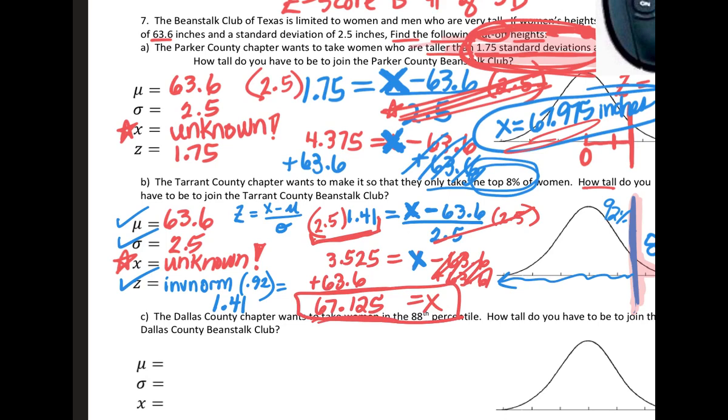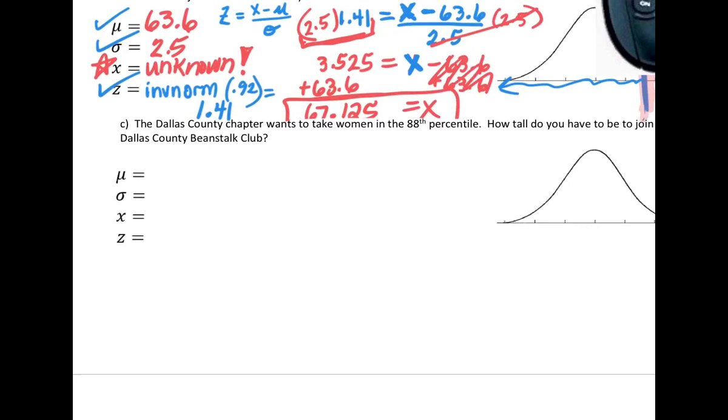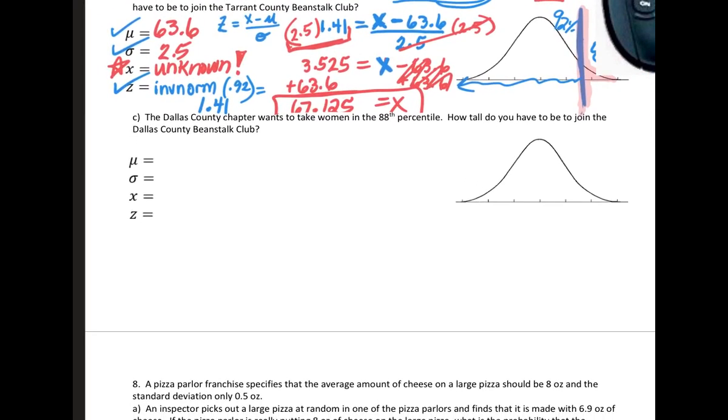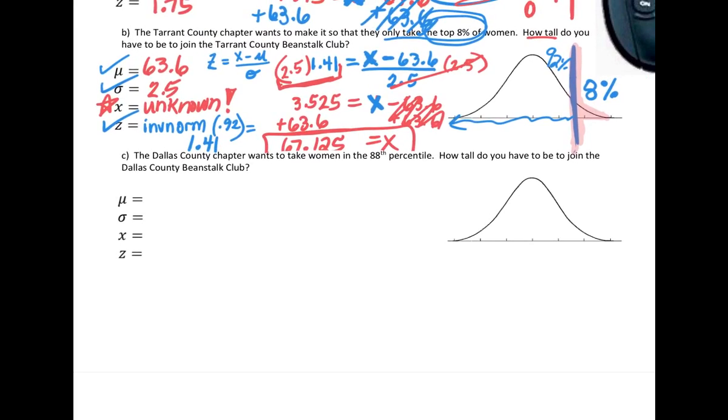Okay. All right, so this last one is going to be very similar. And so let's take a look at it. I need to erase a little bit that kind of ran over on there. Okay, scoot it up and let's see what we got. The Dallas County chapter wants to take women in the 88th percentile. Well, let me start by putting down what I know. I know that the mean is still the same. Women are still the same average height with the same variability, same 2.5.